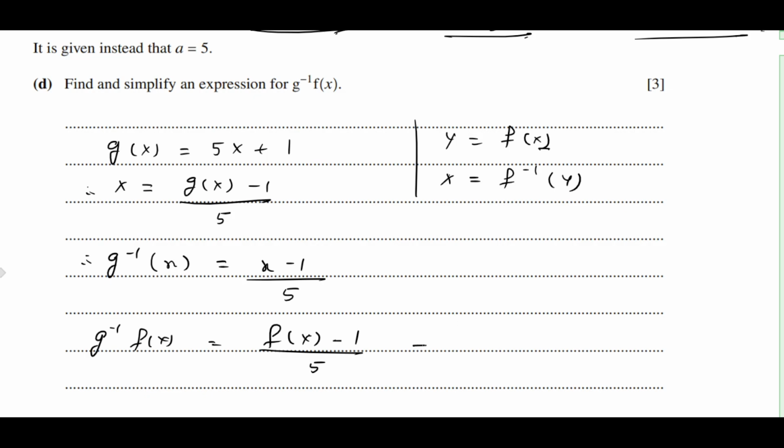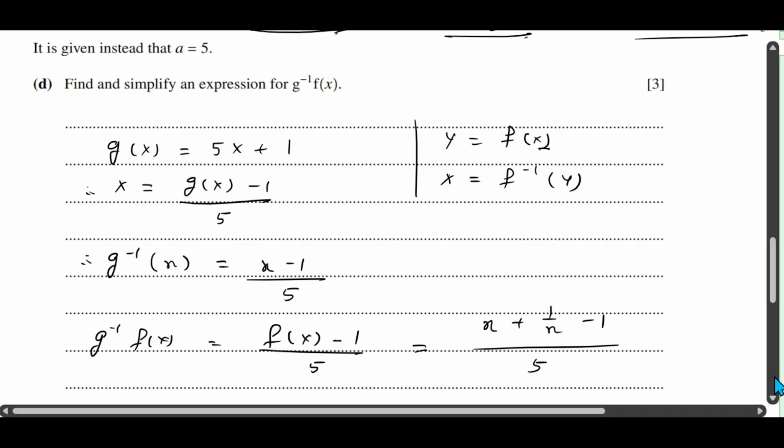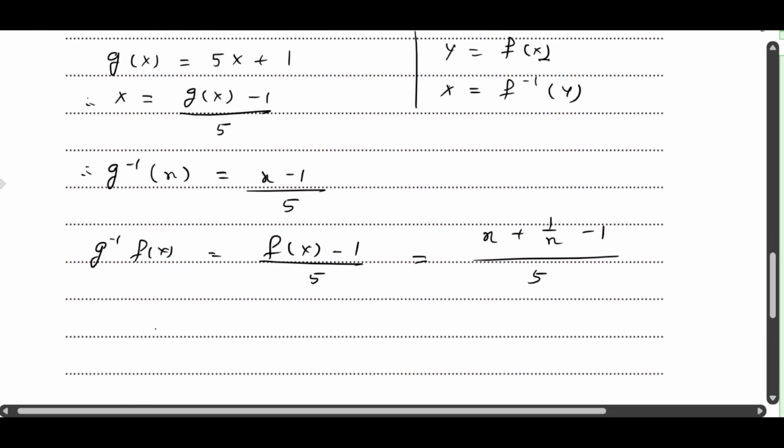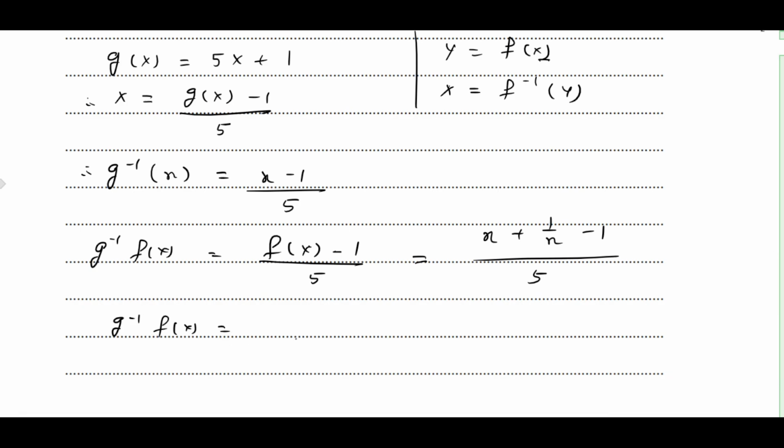So this f of x is x plus 1 upon x, minus 1, whole divided by 5. Now if I want, I can simplify this further, and g inverse of fx will be x square plus 1 minus x, whole divided by 5 times x. This is g inverse of x.